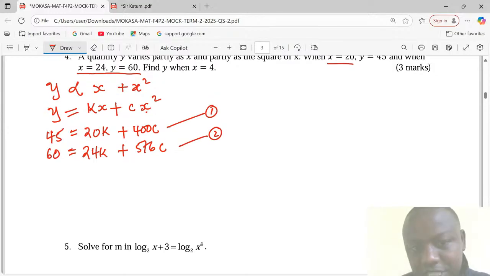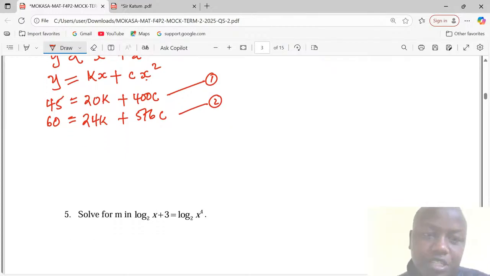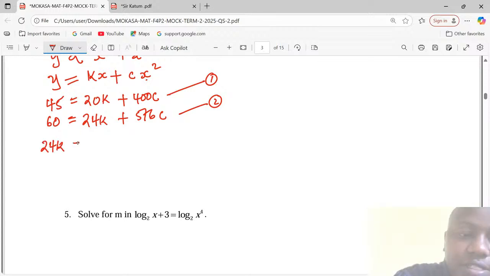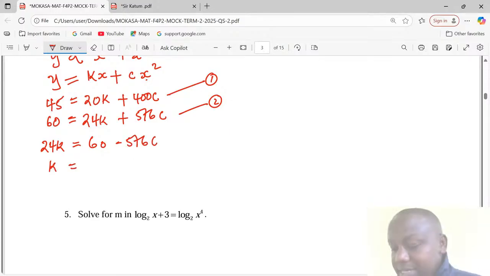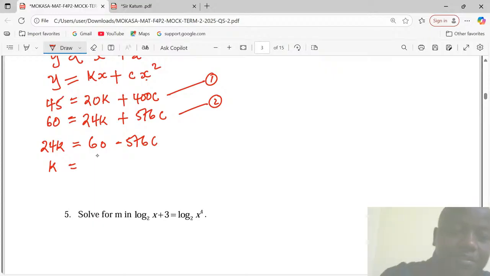Therefore, to solve this simultaneously, we can use several methods, but allow me to introduce what we call the substitution method, whereby from equation 2, 24k is equal to 60 minus 576c. So we'll be talking about k equals 60 divided by 24. This gives me 2.5.